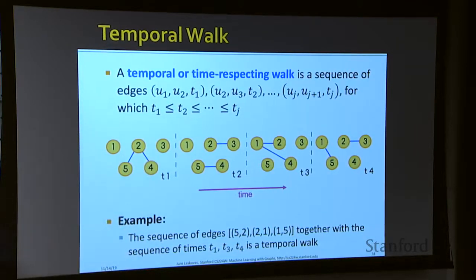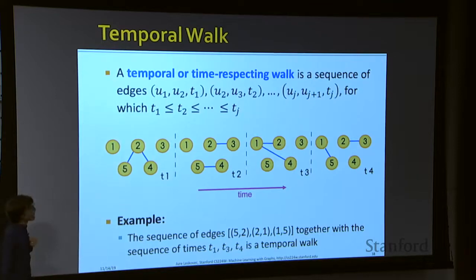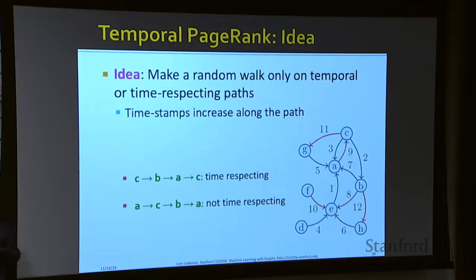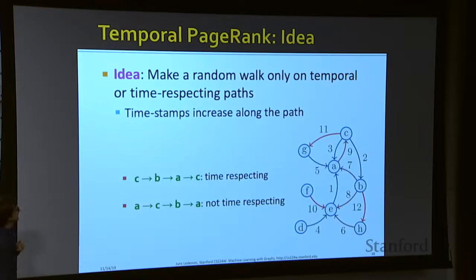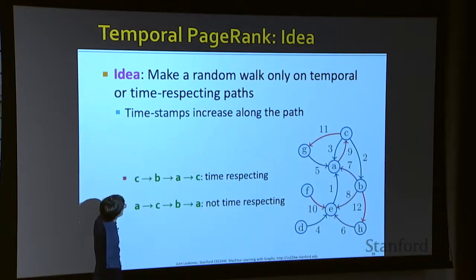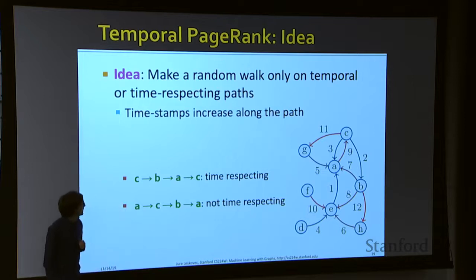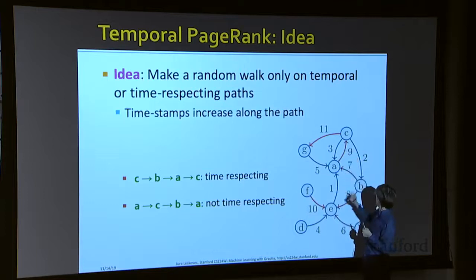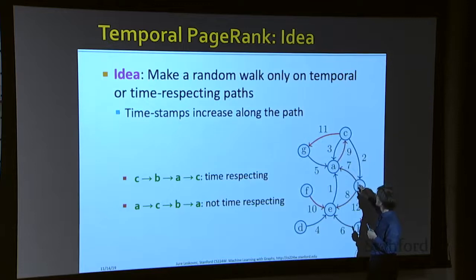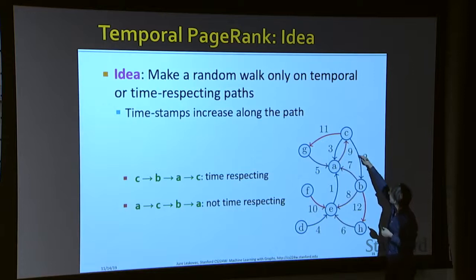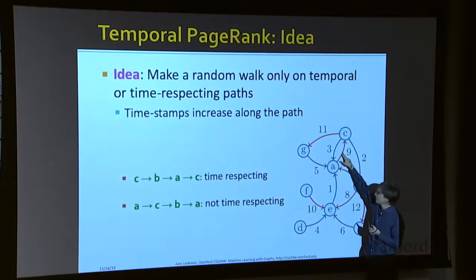Okay, so that's the notion of temporal walk. So now we want to define a random walk on a temporal time respecting graph, right? And again, the idea is that the timestamps need to increase along the path, right? So an example, from C to B to A and back to C, is a time respecting walk, because I traverse this at 2, then at 7, then at 9.